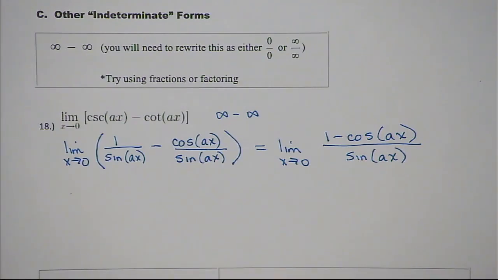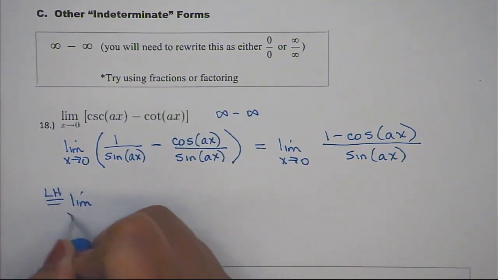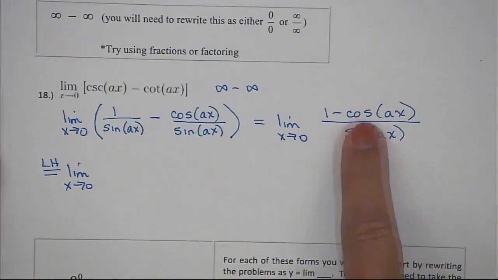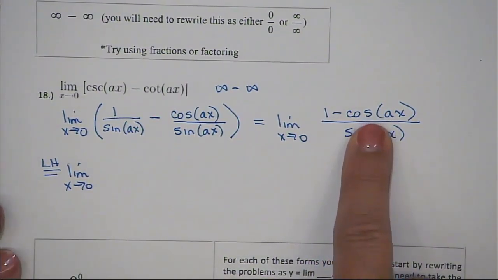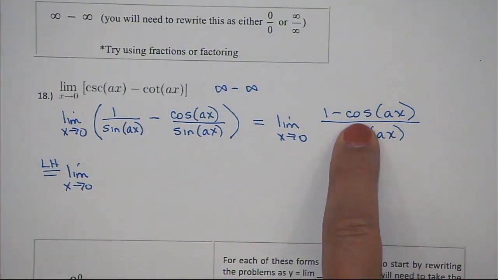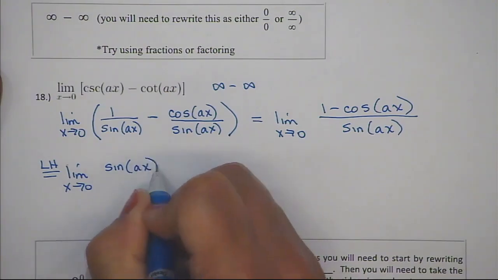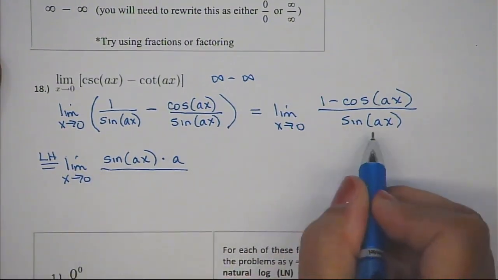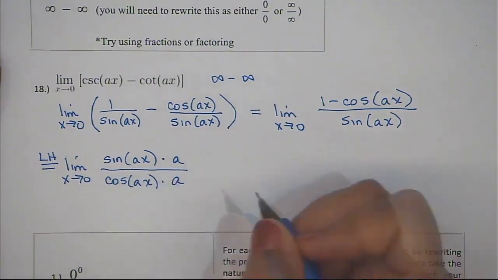All right, so now we're going to do L'Hopital's rule. We're going to do our derivatives, so let's see what we get. So 1 is gone, the derivative of 1 is 0. This is negative cosine, so the derivative of negative cosine changes to negative sine, which is going to be positive, right? So sine of ax times the derivative of the inside, which is a. And then the derivative of the sine of ax in the bottom is cosine of ax times the derivative of the inside.